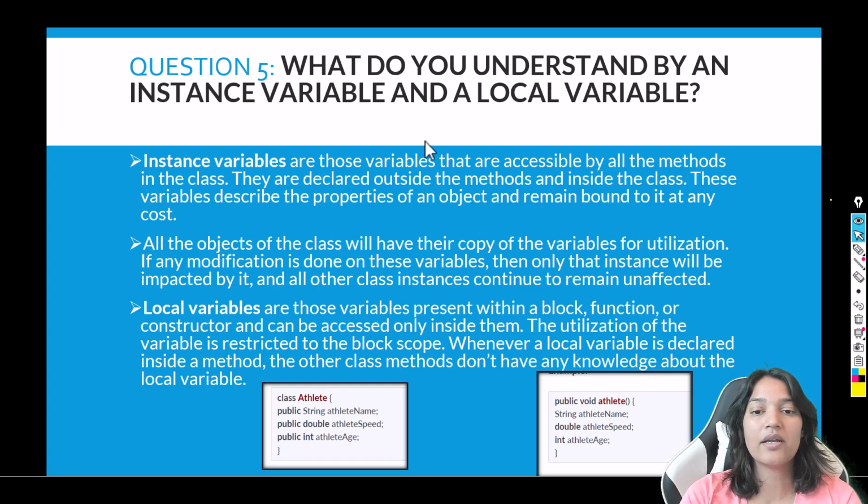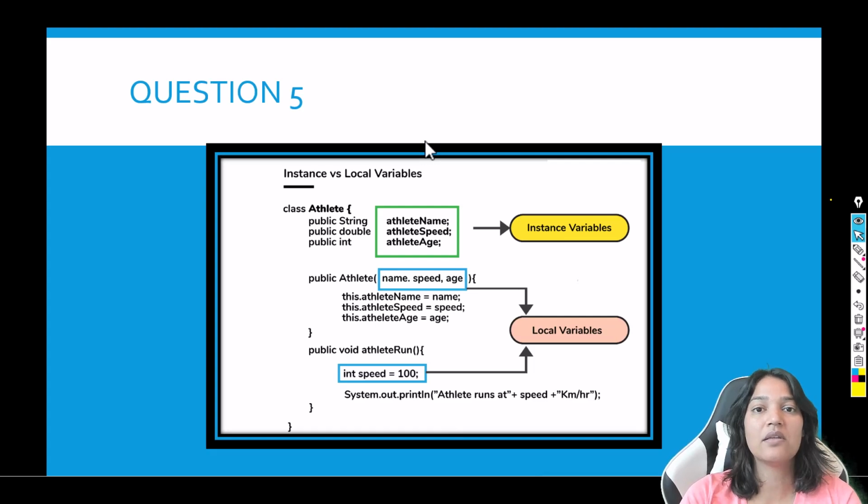So let me give you an example which will make things more clear. Here we have created a class called athlete, and in this athlete class you have defined three variables: athlete name, athlete speed, and athlete age. These variables are defined within the class, outside of any methods or constructors. So these three become instance variables.